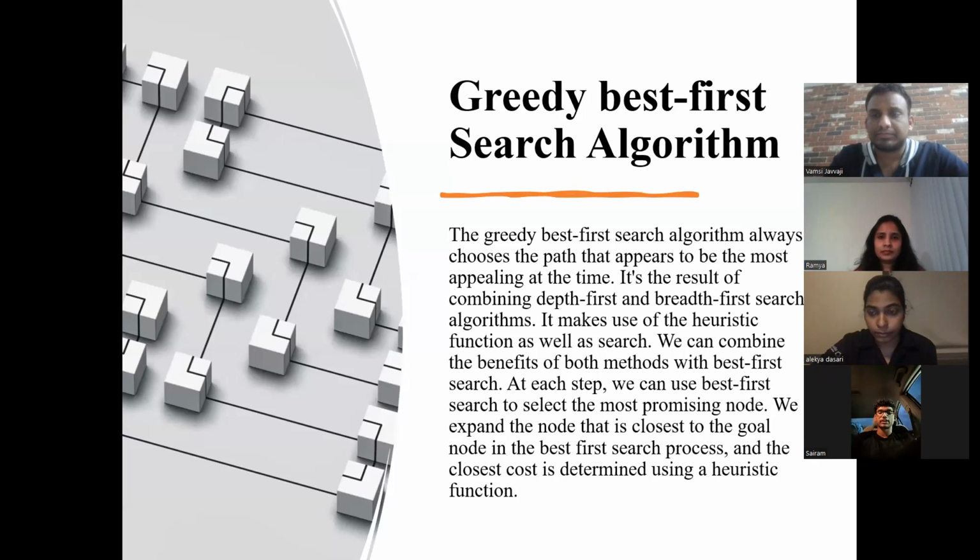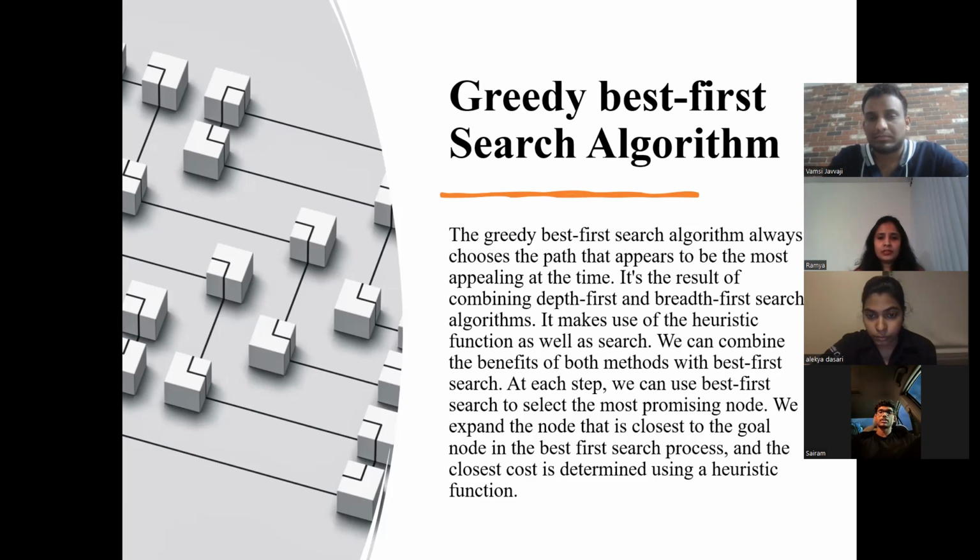I'm going to explain the greedy best first search algorithm, and my team member Mahesh is also going to explain the same algorithm. Coming to the introduction, as my previous friends said, they discussed the breadth first search algorithm and depth first search algorithm. The greedy best first search algorithm is a combination of both algorithms. It always chooses the path that appears most appealing at the time. It is a result of combining both previous algorithms, depth first search and breadth first search. It makes use of heuristic functions as well as search.